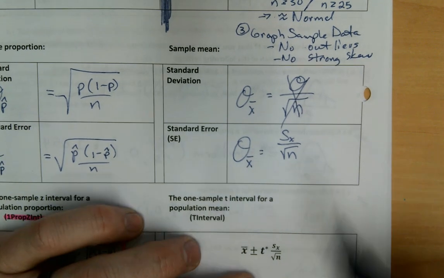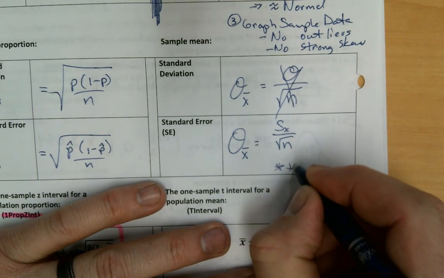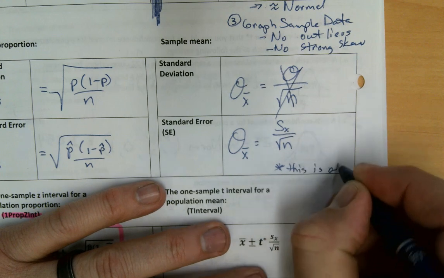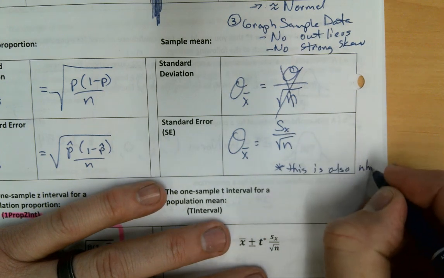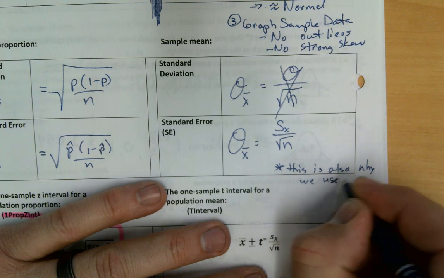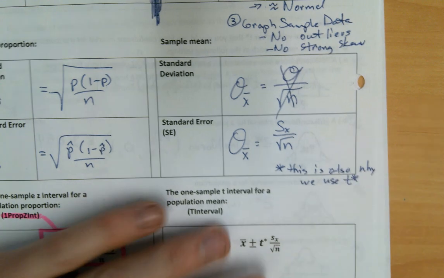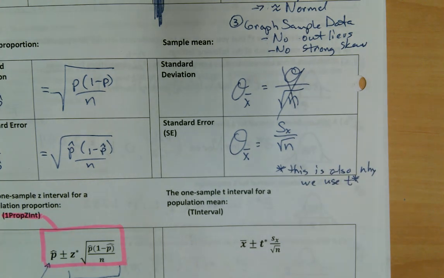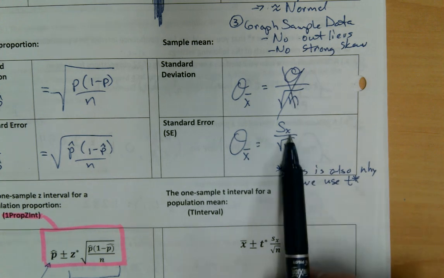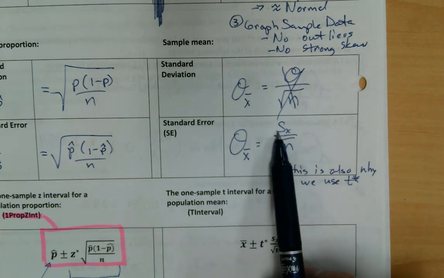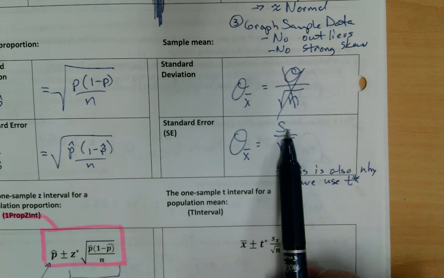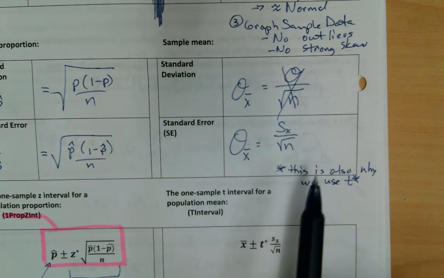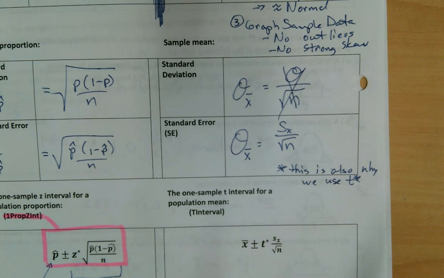And just as a reminder, this is also why we use T star rather than Z star. Because we don't know the population standard deviation, we use the sample standard deviation, so we have to use T star instead of Z star.